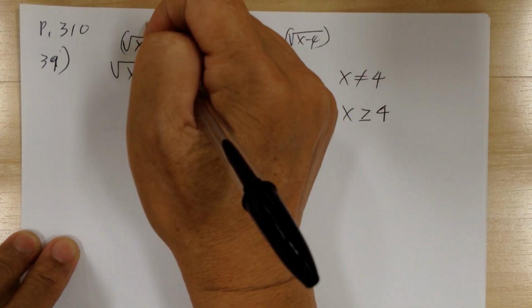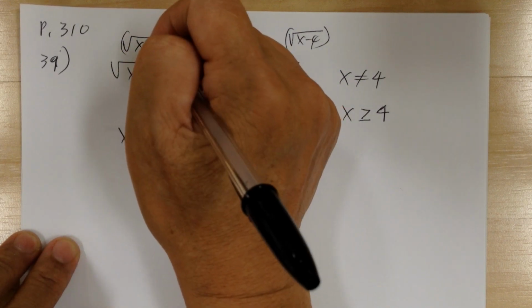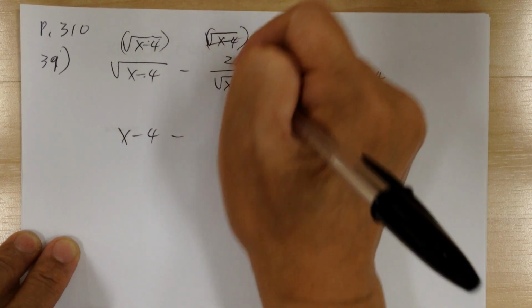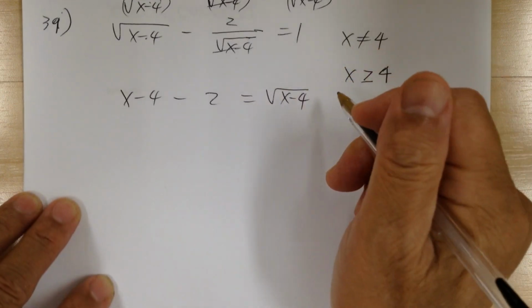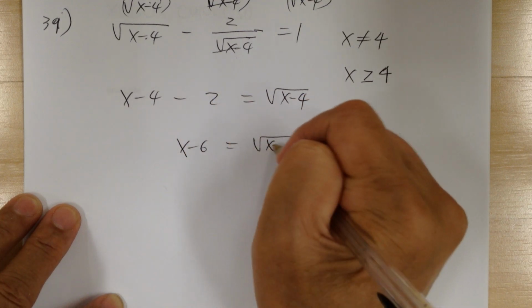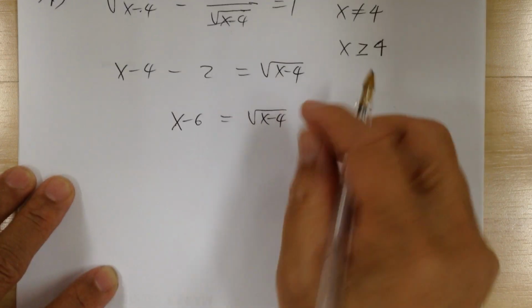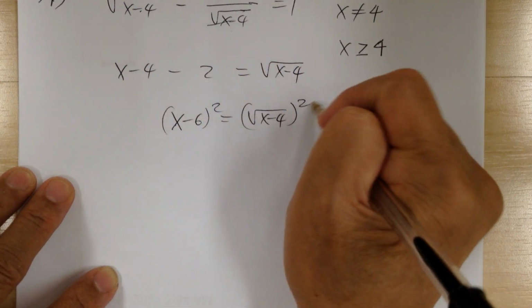So when you multiply, you get x minus 4, because you have two of the same radicand. This cancels out, minus 2 equal to square root of x minus 4. So simplify this a little bit, and you get x minus 6 equal to square root of x minus 4. Now, you want to square both sides to undo the square root.